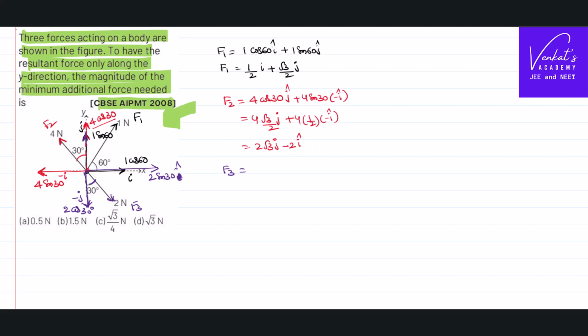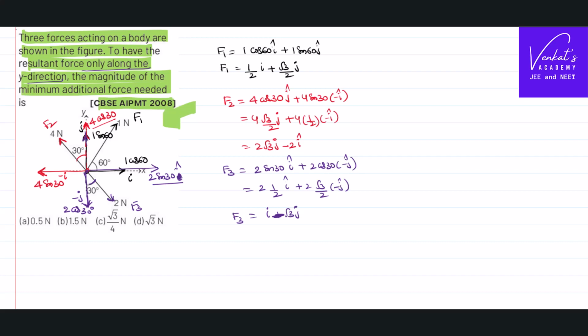So F3 can be written like 2 sin 30 plus i cap plus 2 cos 30 minus j cap. How much is this? Sin 30 is 1 by 2, so 1 i cap, plus 2 cos 30 is root 3, minus j cap. So this is i cap minus root 3 j cap. This is F3.